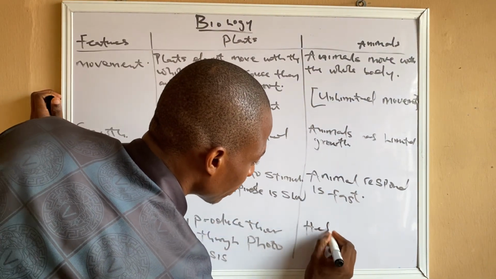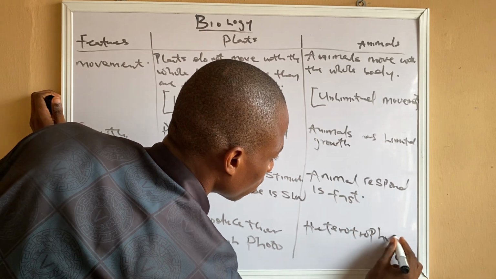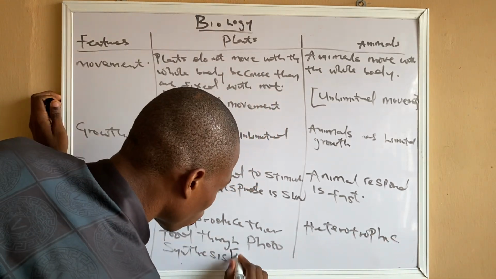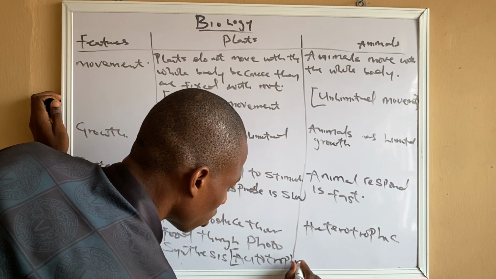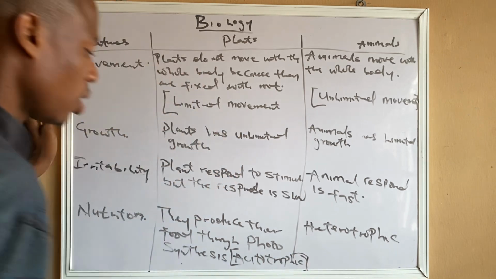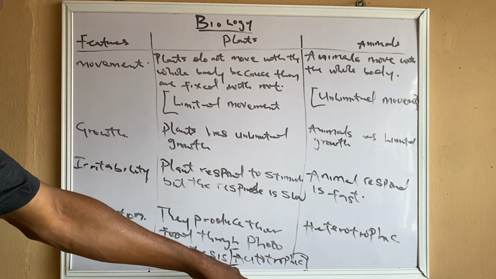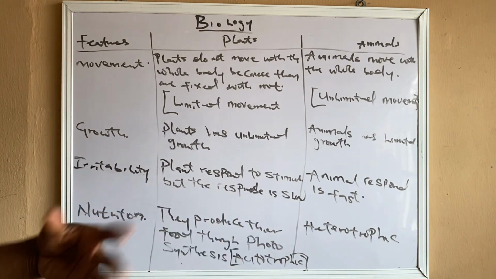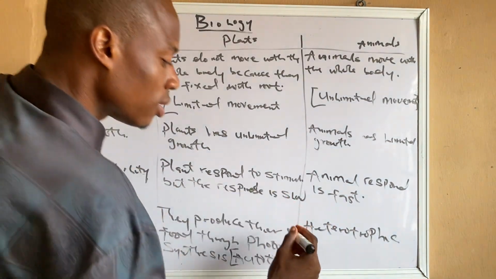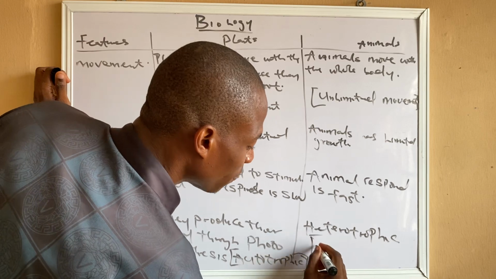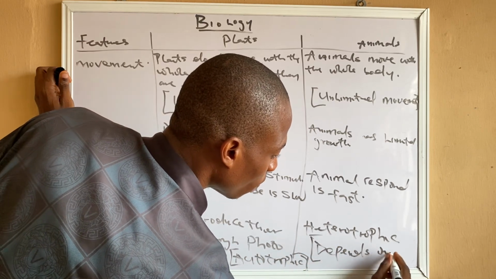But animals are heterotrophic, while plants are autotrophic. The meaning of autotrophic is the ability of a plant to produce their own food. Why now heterotrophic? They do not produce their own food. They depend on plants.